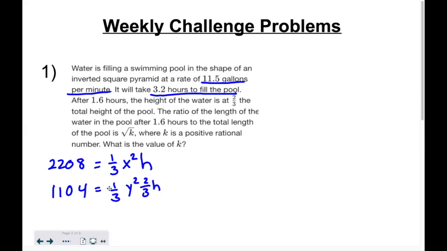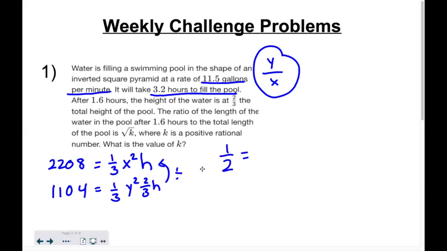And then the ratio of the length of the water in the pool after 1.6 hours, so when it's half full, to the length when it's full, that's just the ratio y over x. So essentially, my goal is to figure out what the ratio of y over x is. And that's going to be root k, and we want k. We'll deal with that in a second. So if I want the ratio of y to x, I'm going to divide these equations. So 1104 over 2208 is 1/2.